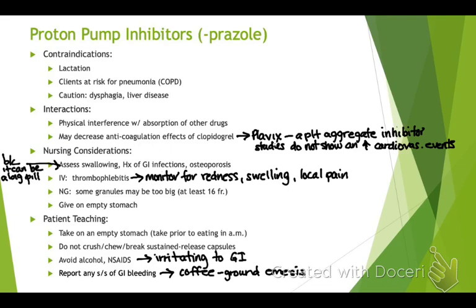Nasogastric, some granules may be too big to go through a nasogastric tube, so you want to make sure that it says their nasogastric tube is at least 16 French, and you want to be able to give it on an empty stomach, which will help with the absorption of these meds.